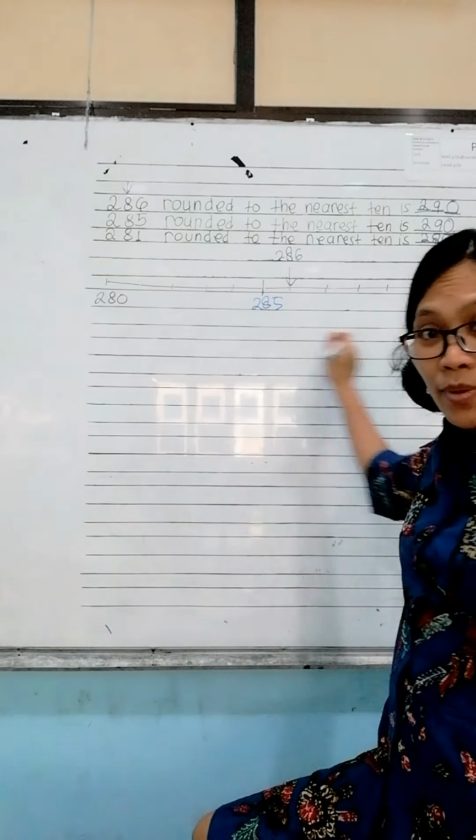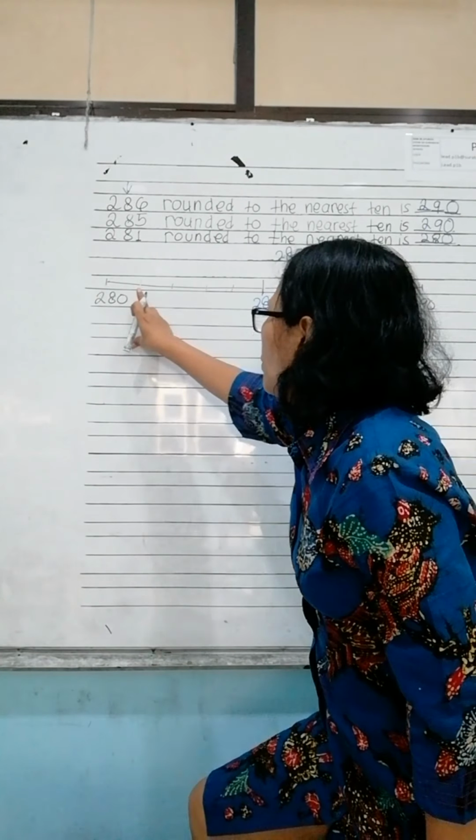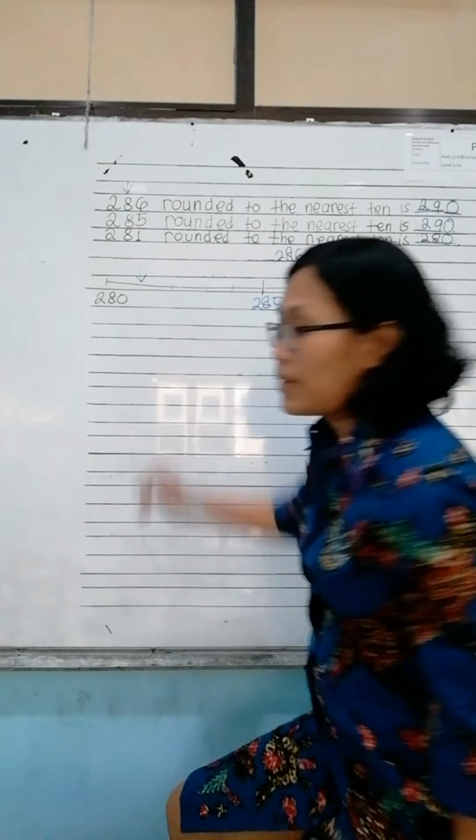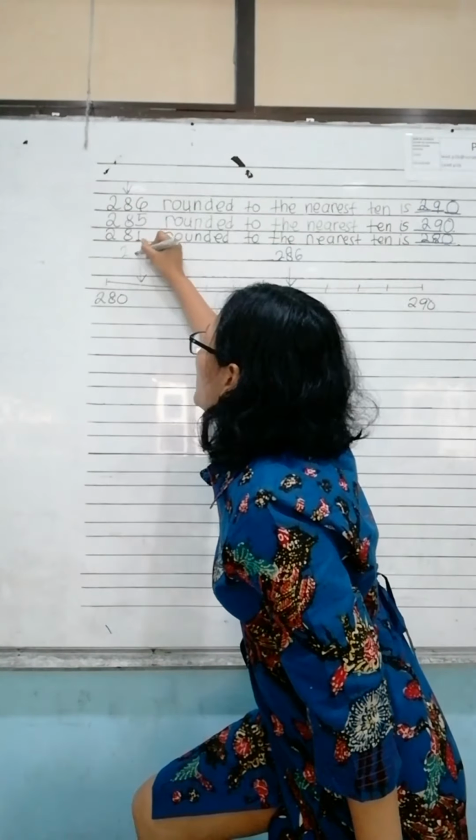Do you want to try the number line? Yes, you can. Alright, so 281, where is it? 280, 281. It's got to be here, right? So it's 281.